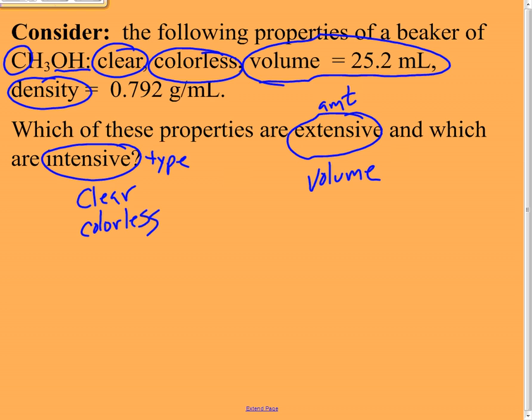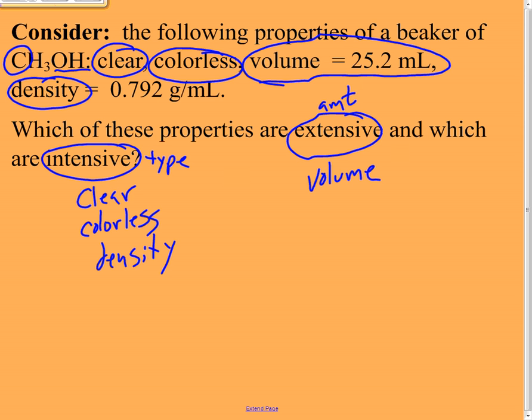Density, 0.792 grams per milliliter. Density is something that is related to the type of matter. That means all methanol at the same temperature has the same density. Water would have a different density. So that relates to the type of matter, which means that density is over here as an intensive property.